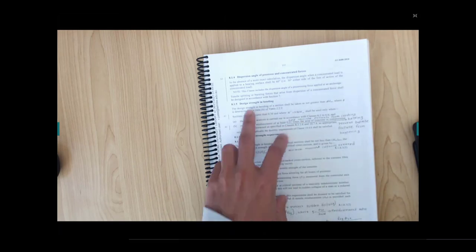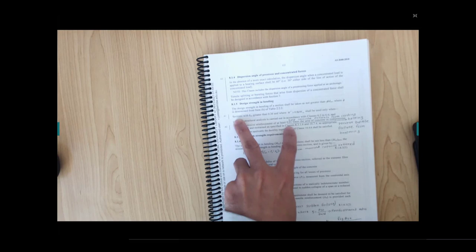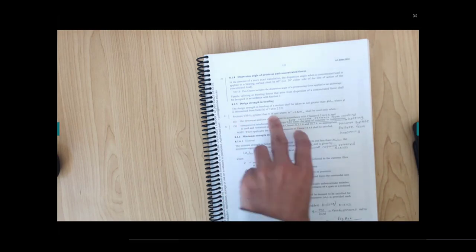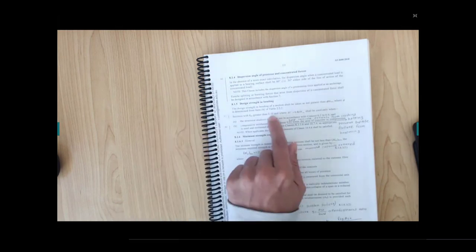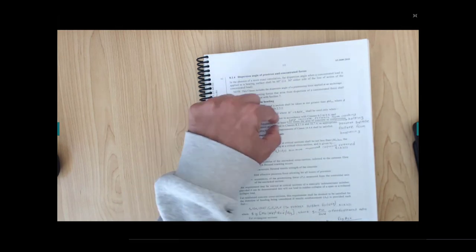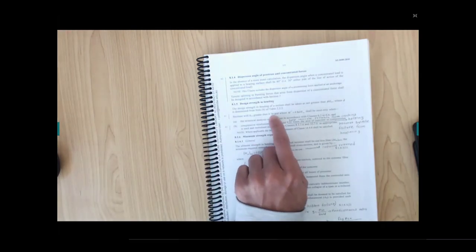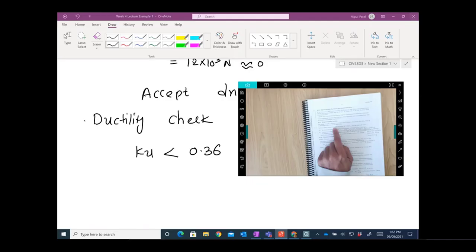They have written somewhere. Oh, here you go. For a section with Ku greater than 0.36, we need to do this one. But we need to make sure that we don't exceed this 0.36, otherwise we need to do this one. We make sure that we don't want a Ku value greater than 0.36.